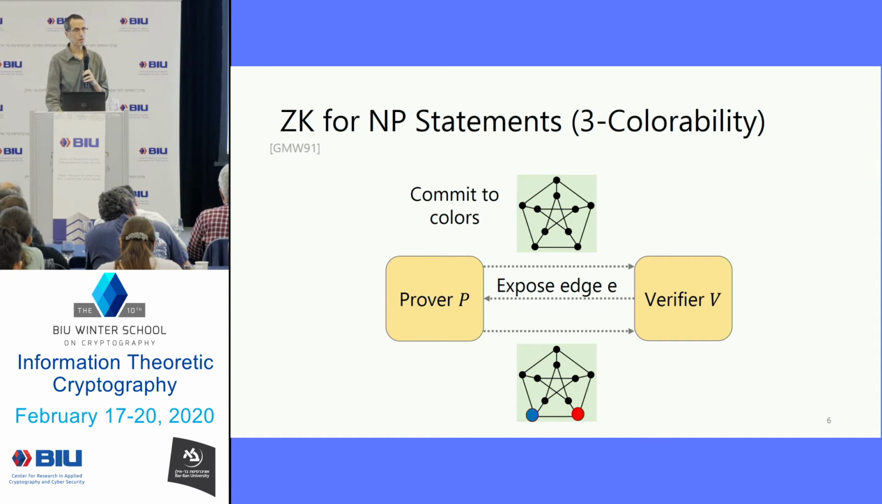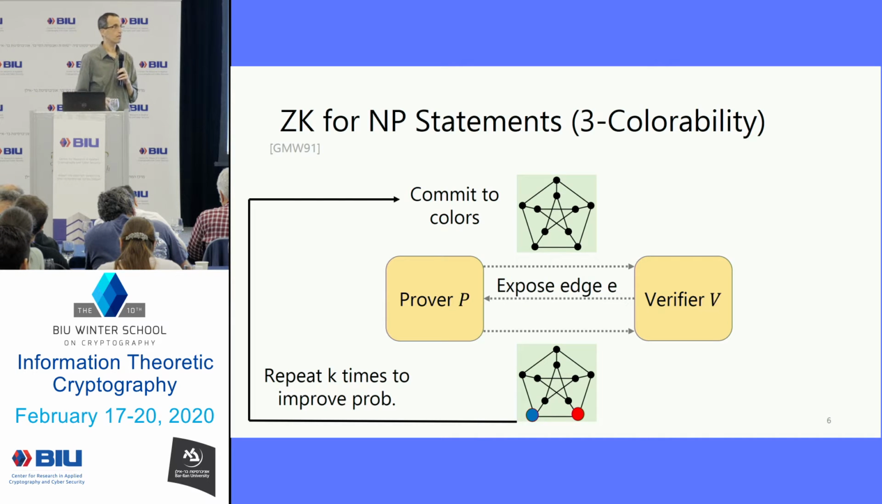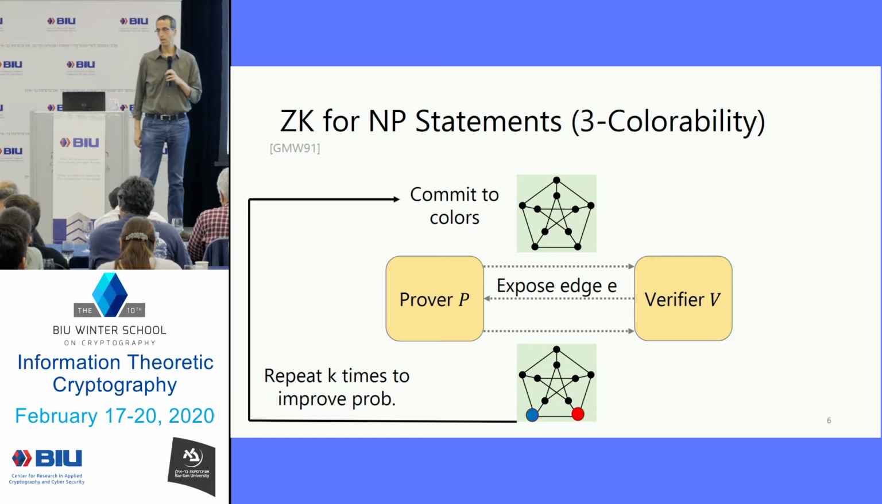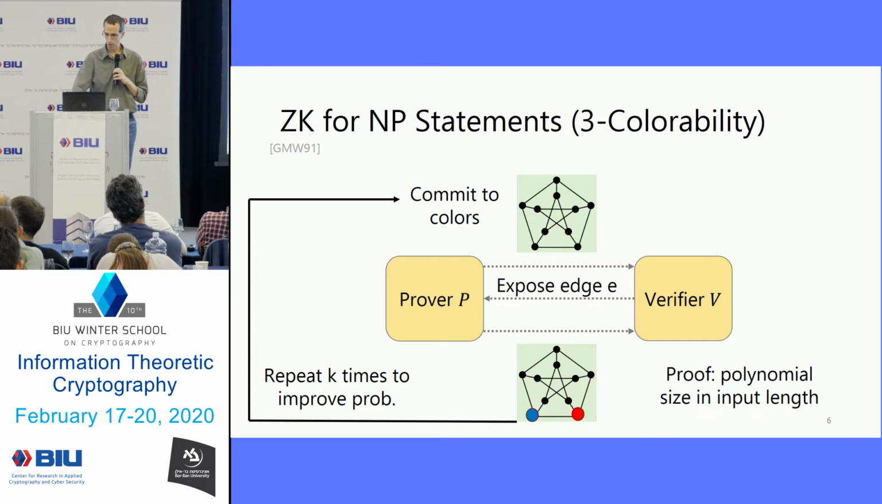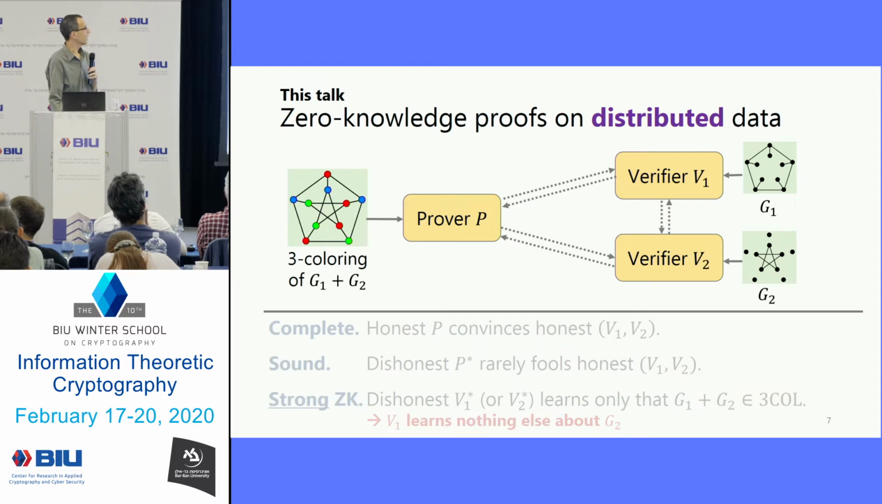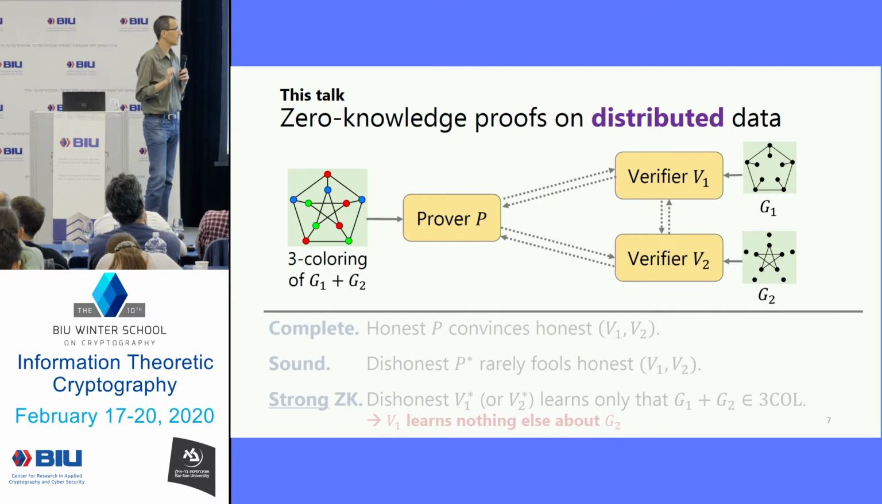To get better probability of soundness, we have to repeat the whole process a polynomial number of times, and the probability of the prover cheating anywhere on that polynomial number of times is exponentially low. Okay, so that's zero knowledge. And what we want to do today is something that's similar, but not it.